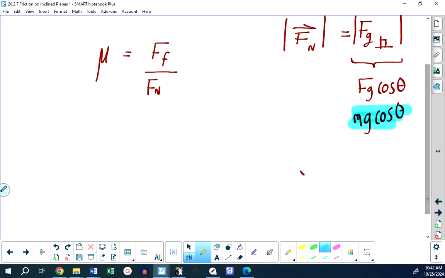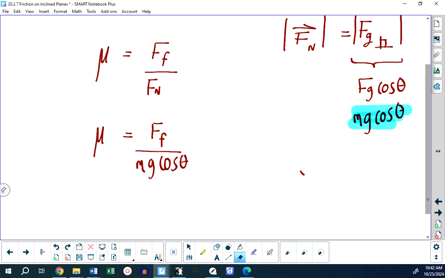So that should be pretty easy. Mu equals the force of friction over mg cos theta. Again, you can calculate this first as a number and then put it in, or you can do what I've done.